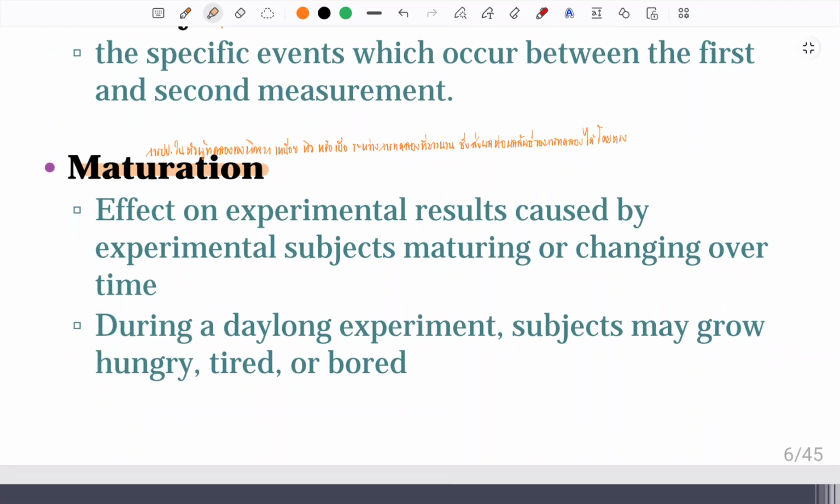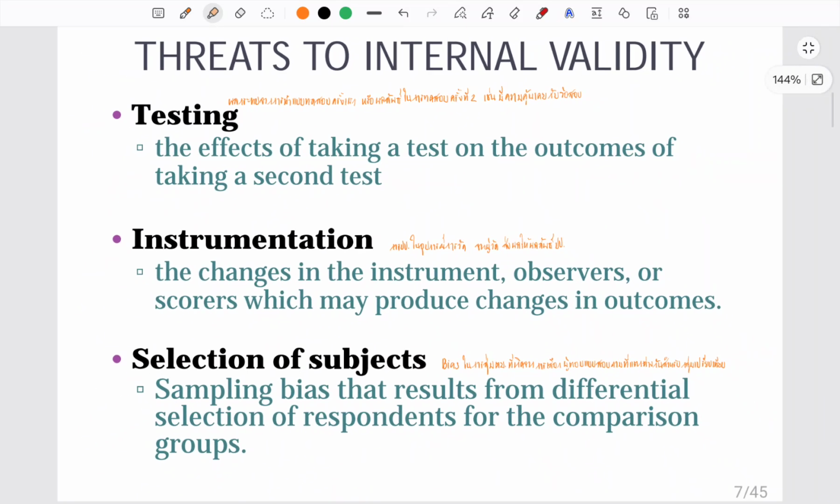Or sometimes you plan to collect data for the whole day long. In the morning, subjects are still fresh, just like you this morning. But if you keep collecting data and they have to sit in the experimental room for the whole day, the result from the morning and the result from the evening may be different just because they are fatigued. This is called a threat to your internal validity in terms of maturation.